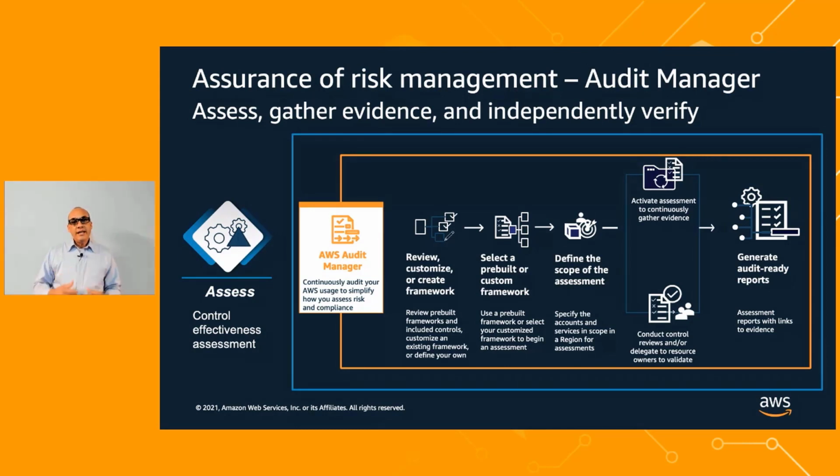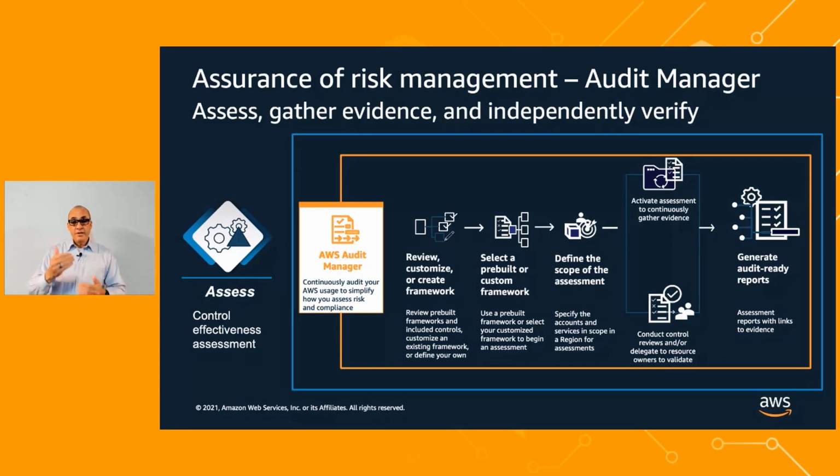Then you take that framework and you define what's called the scope of the assessment. It may be accounts, resources, services that you want to be in scope for this assessment. And once you have defined that, you activate the assessment in Audit Manager. What's going to start happening immediately is that Audit Manager is going to start collecting all the information from all the sources that it has, and it's going to start putting them into a single place.